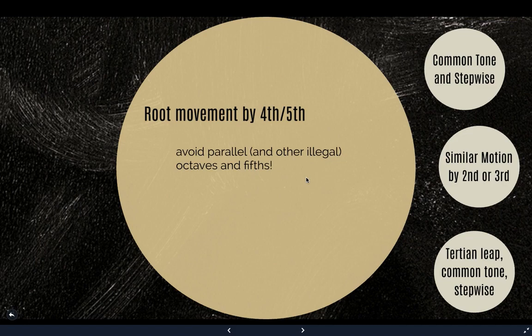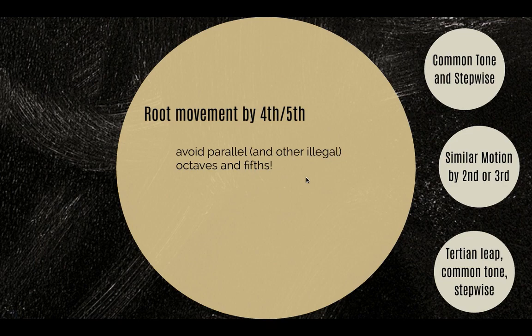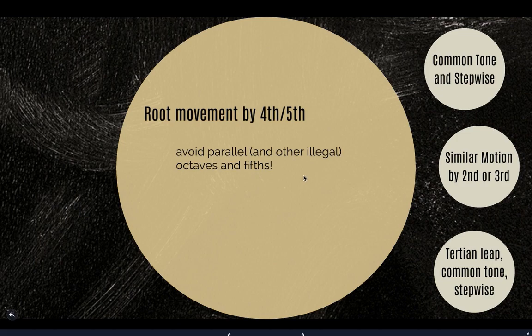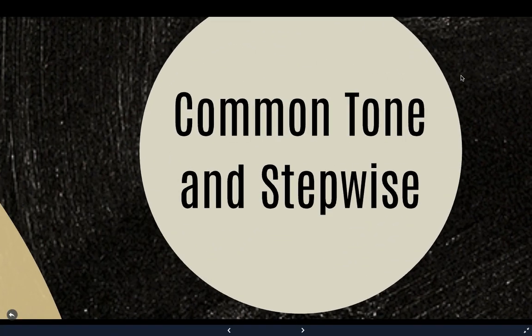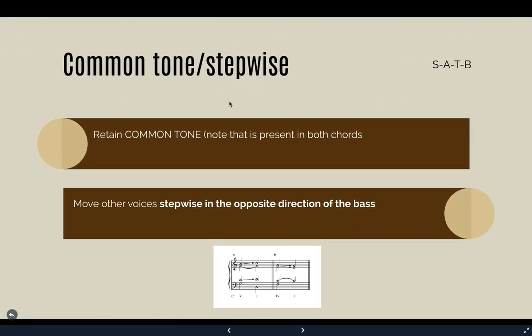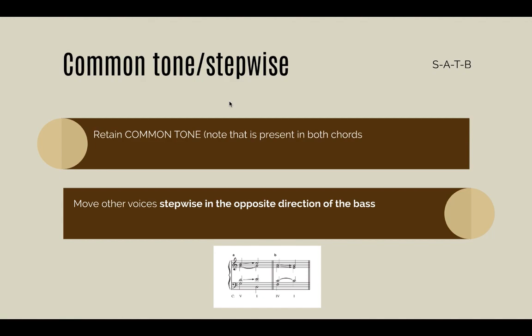So we have 3 different ways that we can do root movement by a fourth and a fifth. Your homework is going to occasionally ask you to move between these chords and to say which method you used. So this is 1, 2, and 3, and they're also listed in your textbook. So method number 1, we're going to hold the common tone and then move stepwise. Here's a little bit more of an explanation of that.